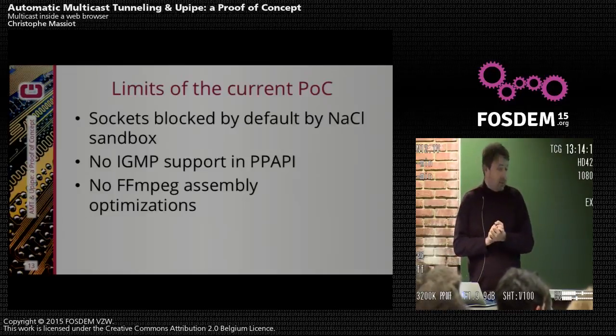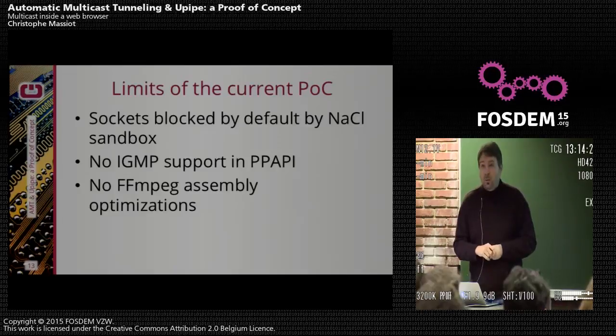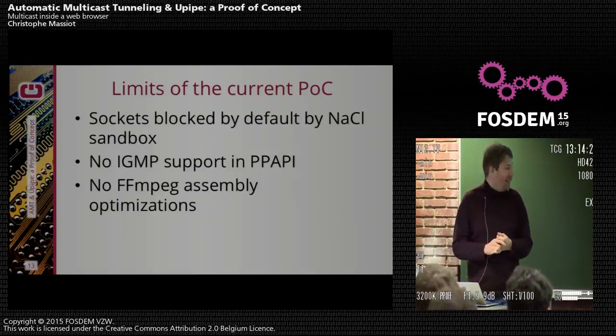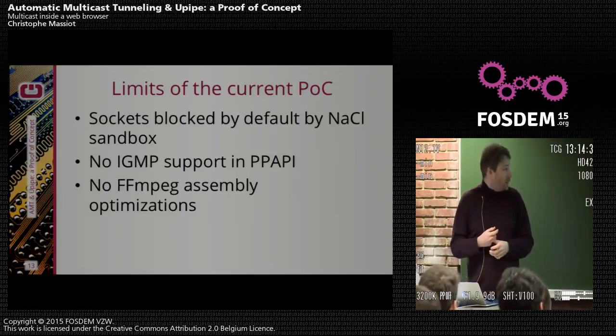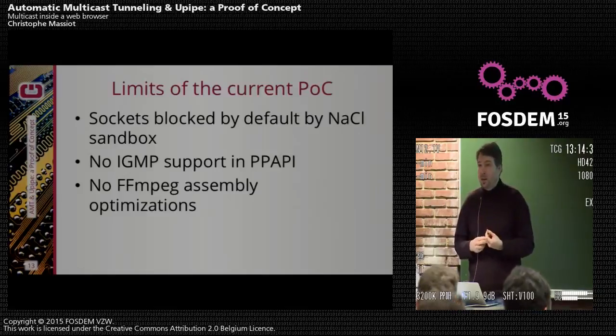Another caveat is that there is no assembly optimization, no MMX, no ICC, and so on in FFmpeg, so that makes the decoding very slow. It works with SD video. With HD, you'd better have a very big machine, and probably it won't work. Native Client does support some kind of assembly, MMX and SSE, but not in the way FFmpeg uses it. There is probably some rewriting of code needed to make it work.